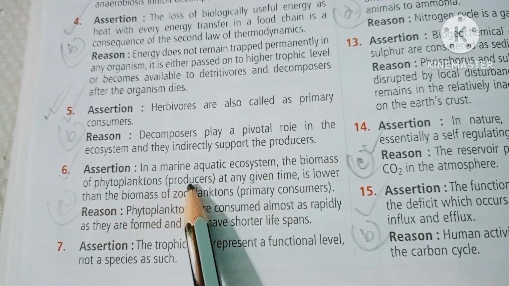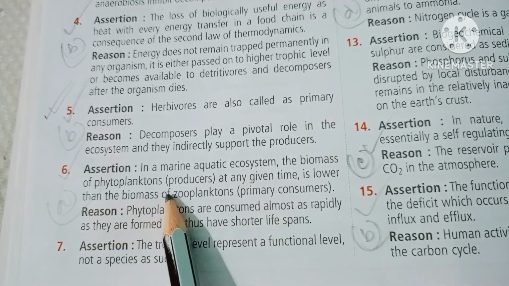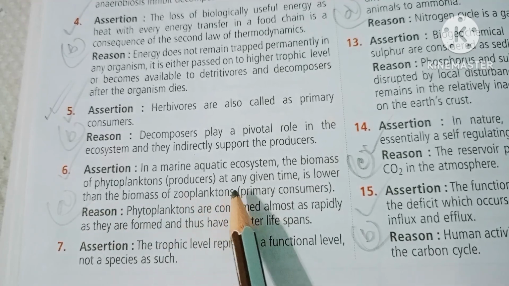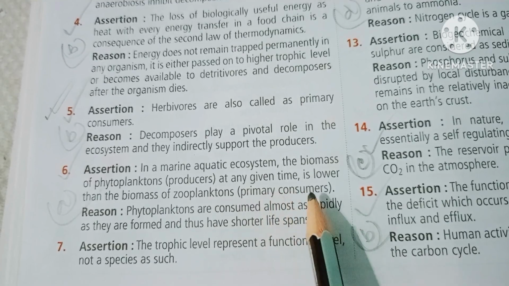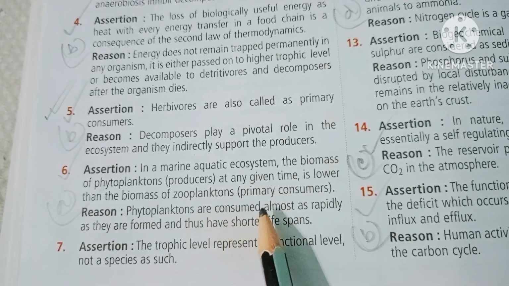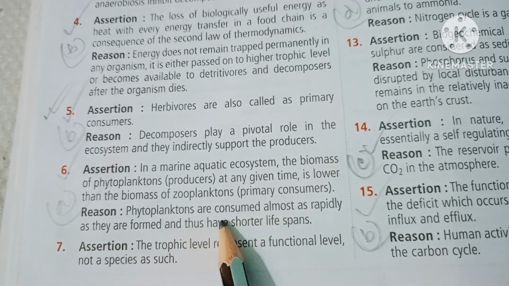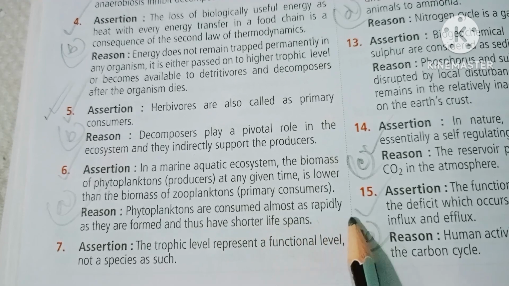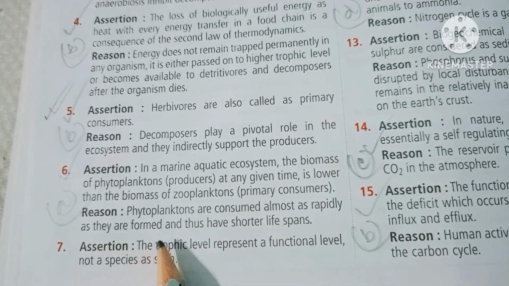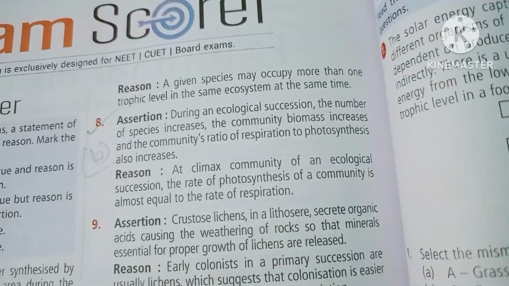Assertion. In a marine aquatic ecosystem, the biomass of phytoplanktons producers at any given time is lower than the biomass of zooplanktons primary consumers. Reason. Phytoplanktons are consumed almost as rapidly as they are formed and thus have shorter lifespans.